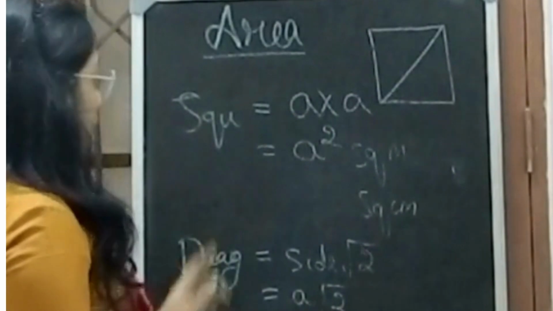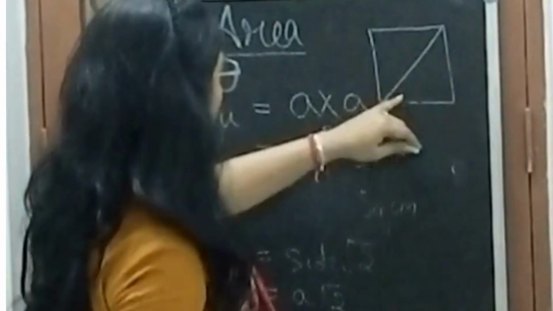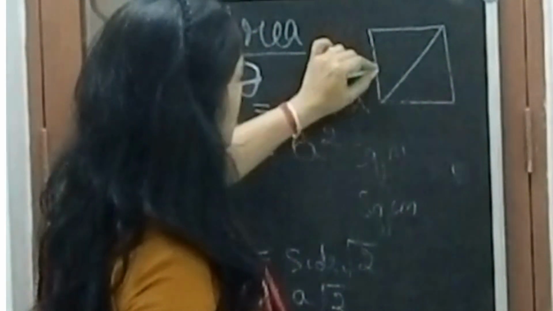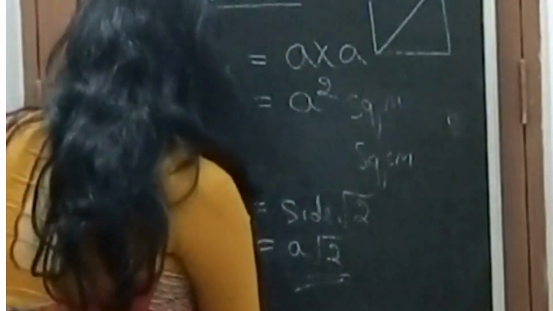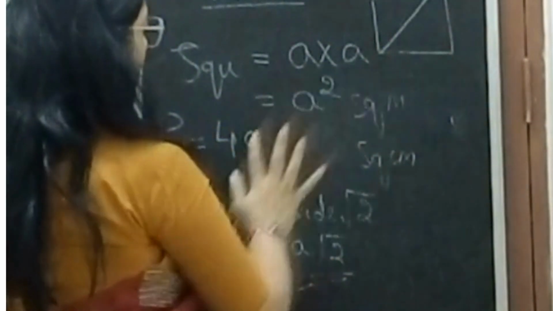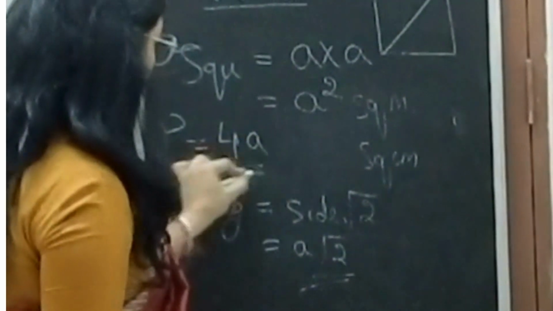Okay? And perimeter. So what is the perimeter of a square? Perimeter of a square is the total of the four sides. So I can also write perimeter equals 4A. Because there are four equal sides in a square, I might also write it as 4A, 4 into A.